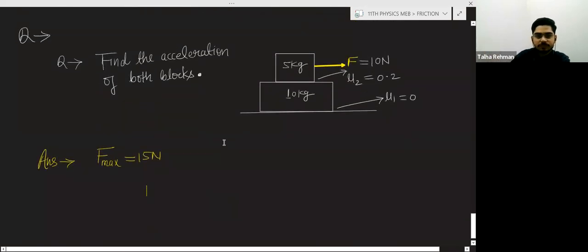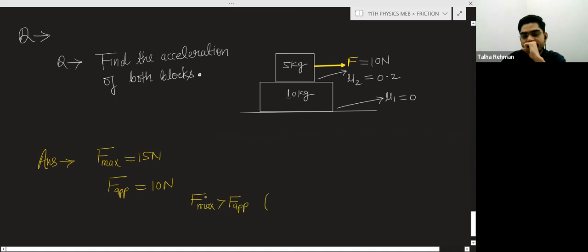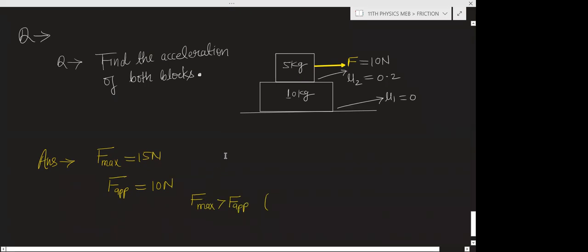So the applied force is 10 Newton. Now you can see here the maximum value of the force is greater than the applied force. So what will happen, Divyangi? Both blocks will move together.